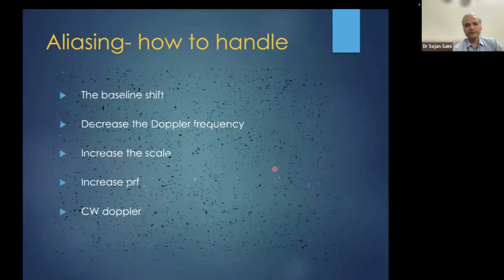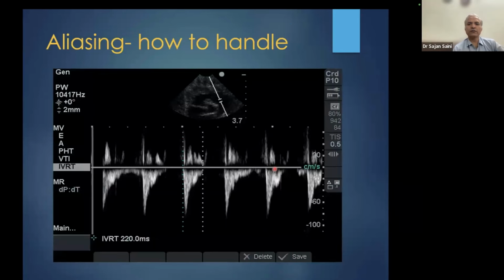So what is the way out? How to handle this?